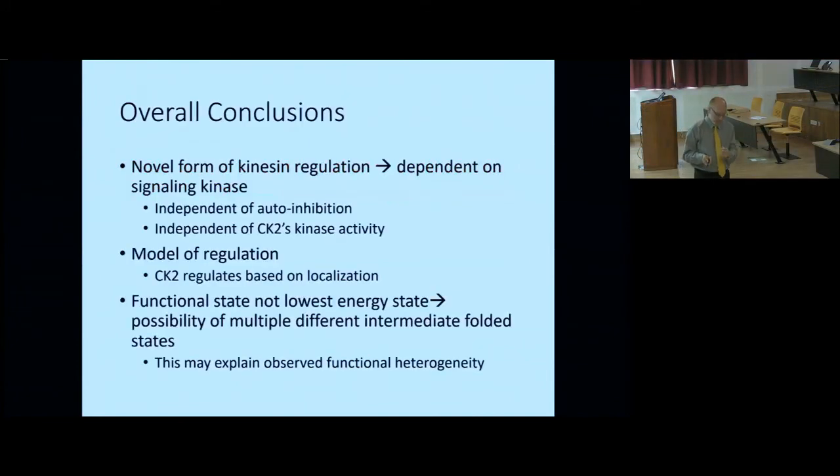Okay, so let me end there. I first told you about a novel form of kinesin regulation where the kinesins go inactive and can be reactivated by CK2, and I told you that that's true for all the kinesins we've looked at. And because the inactivation involves going into the lowest energy state, which seems to be highly ordered as indicated by the FRET, that seems to be the low energy folded state, and so the functional state is not the low energy state. So because it's an intermediate, it sets up the possibility that there could be different folded intermediates, and that may be consistent with this observed functional heterogeneity.